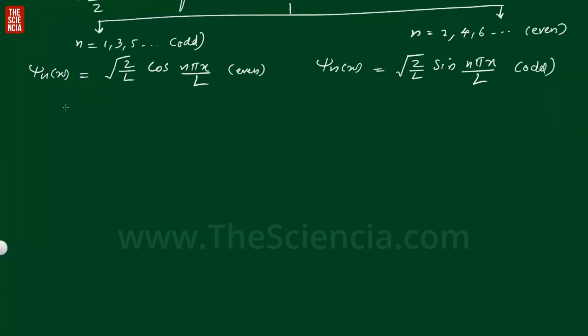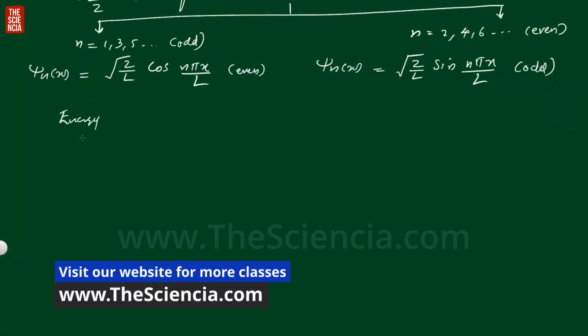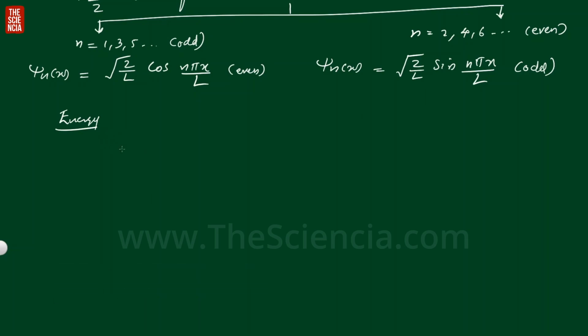Now we want the expression for energy for a one-dimensional symmetric box. Here, we already know the energy is proportional to 1 by L square, that is, the length of the box is the same here. So the energy expression will be En equal to n square pi square h cut square by 2 m L square itself. So there is no change in the energy expression, but there is a small change in the wave function of the particle inside a symmetric box and an unsymmetric box.